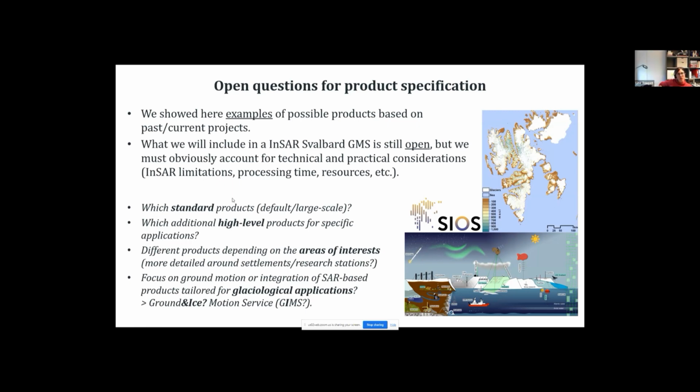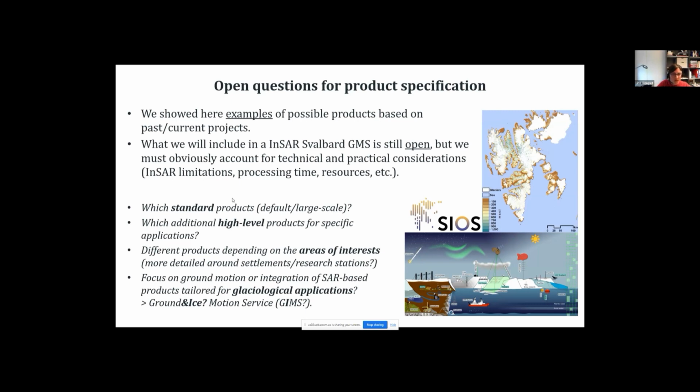But many questions are about which kind of really standard products we want to have, like the default product at large scale, covering the entire, let's say, Svalbard. Do we want also high-level products, like post-process product for specific applications, focusing, I don't know, on rock slide, focusing on rock glaciers, etc. Do we want different products in different areas, more detailed around settlements, research stations?